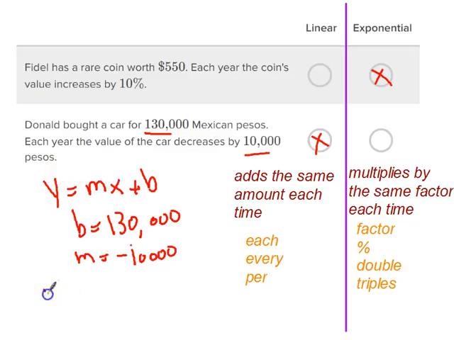And so the equation for the value of the car is equal to 130,000 to start with minus 10,000 every year. Okay. So I've got one linear function here. It was the one that decreased by a constant rate because I was adding negative 10,000 every time. And then this one was exponential because I was multiplying by a rate of 1.1 every year.